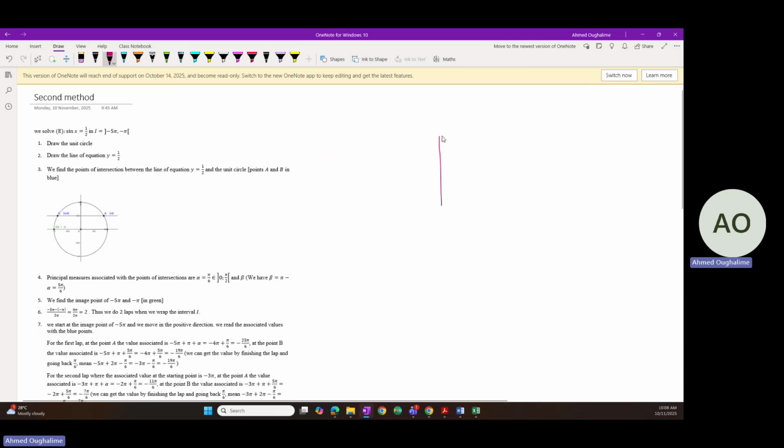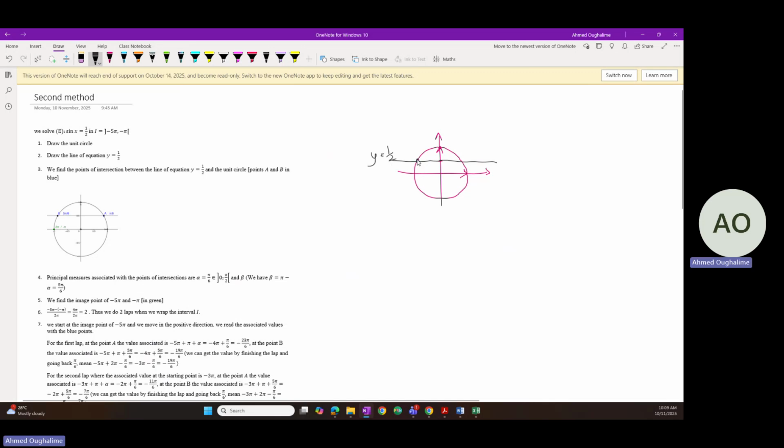So to draw the unit circle, my circle here wouldn't be that nice. I draw my unit circle first. Then I draw the line of equation y equal to half. So this is 1 unit here, this is half unit. This is the line of equation y equal to half. My hand drawing is not that nice.